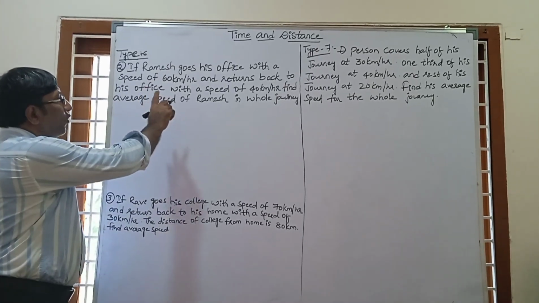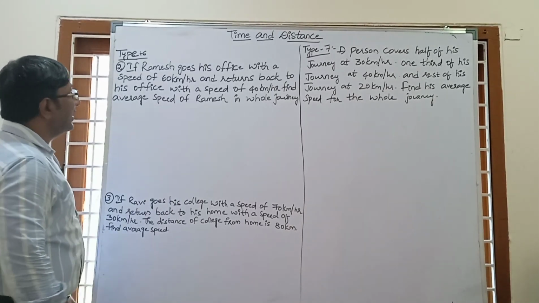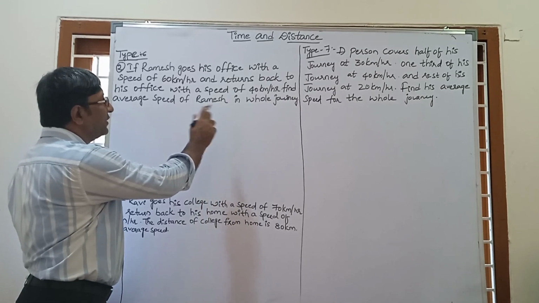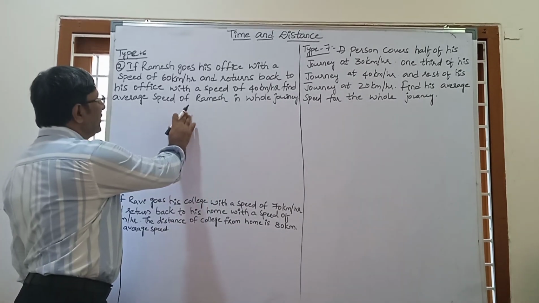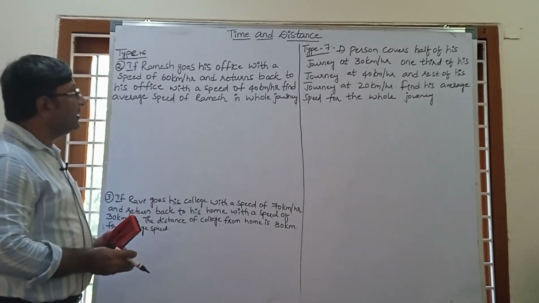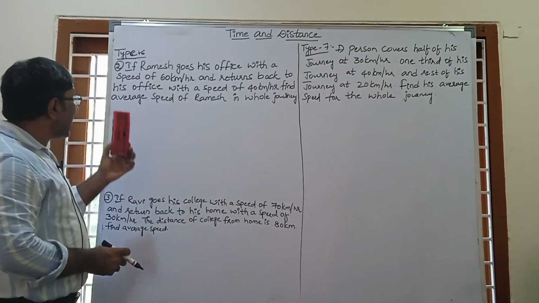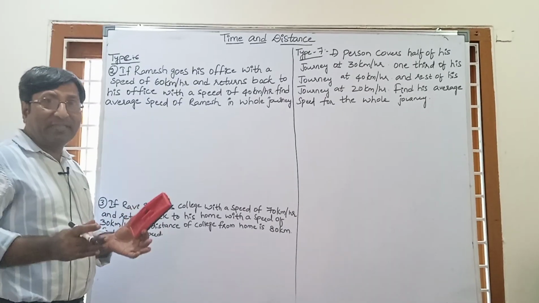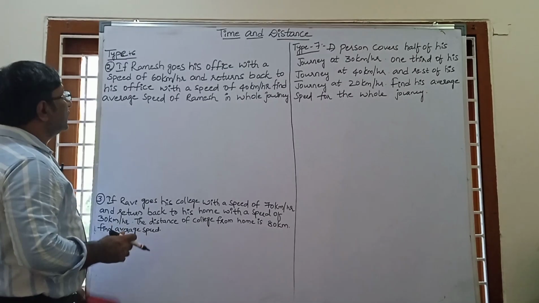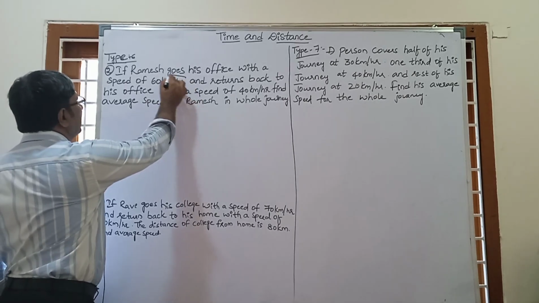If Ramesh goes to his office with a speed of 60 km per hour and returns back to his office with a speed of 40 km per hour, find the average speed of Ramesh in the whole day. This is a very important question and we have already explained this type of question in type 6 question one, in a basic and tricky form. So what is the trick of this type of question? See here.